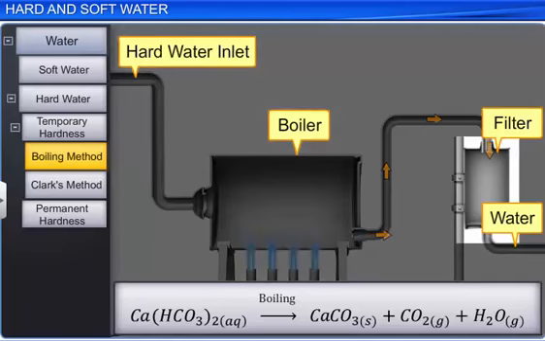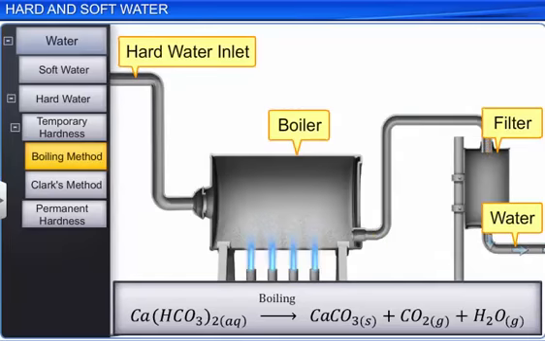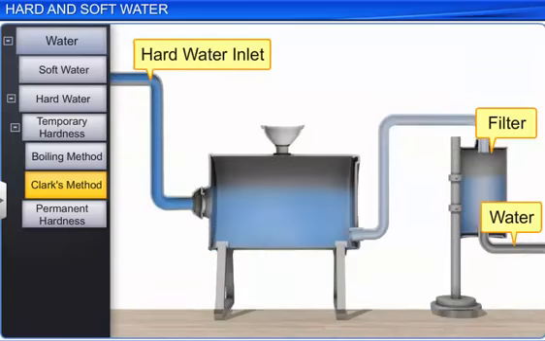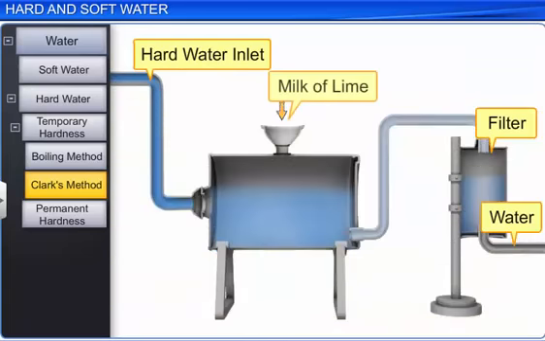The second method to remove temporary hardness is known as Clark's method. In this method, a calculated amount of lime is added to hard water. It precipitates out calcium carbonate and magnesium hydroxide, which can be filtered off.